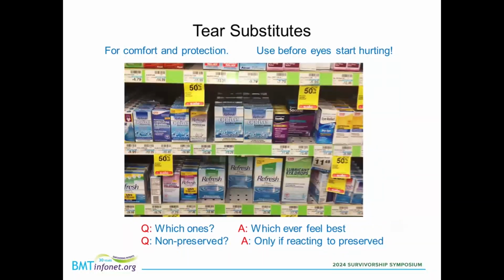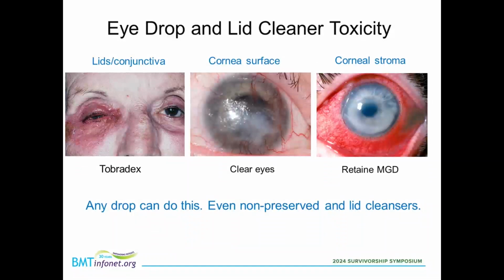The other question that comes up is, what about non-preserved tears? There's a lot of talk about if you're using drops more than 4 times a day, you should be on a non-preserved tear. There's actually no data for that. That's more of a campaign slogan from the drug industry than supported by any actual data. But basically, if you're reacting to a preservative and your eyes are getting red because of the drops you're putting in, it could be you're reacting to the preservative. You need to stop it and try going to non-preserved. But if you're tolerating it and it's keeping you comfortable, it's protecting your eye, you can be using it 10, 12 times a day and it can be preserved as long as it's not irritating to you and causing a problem.